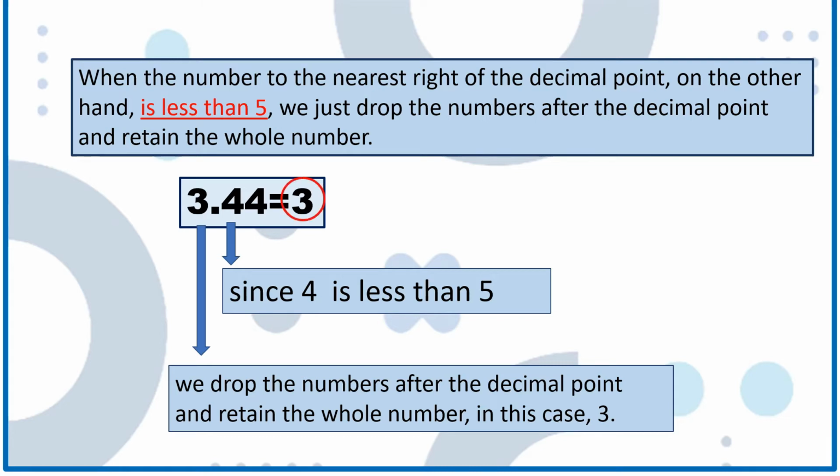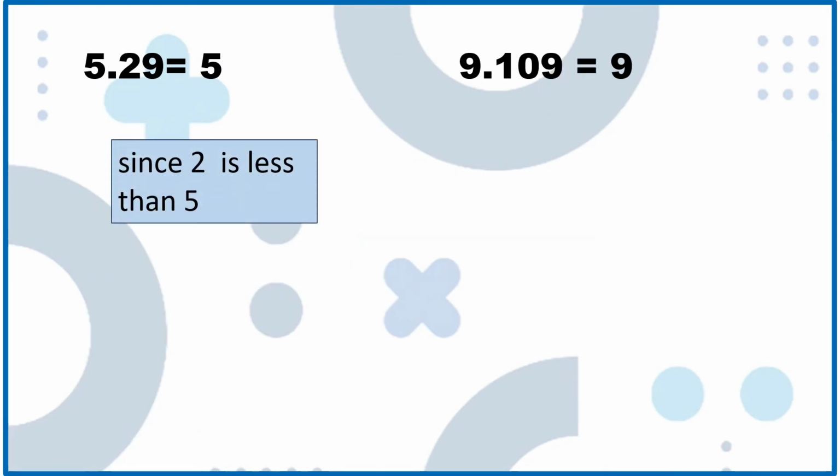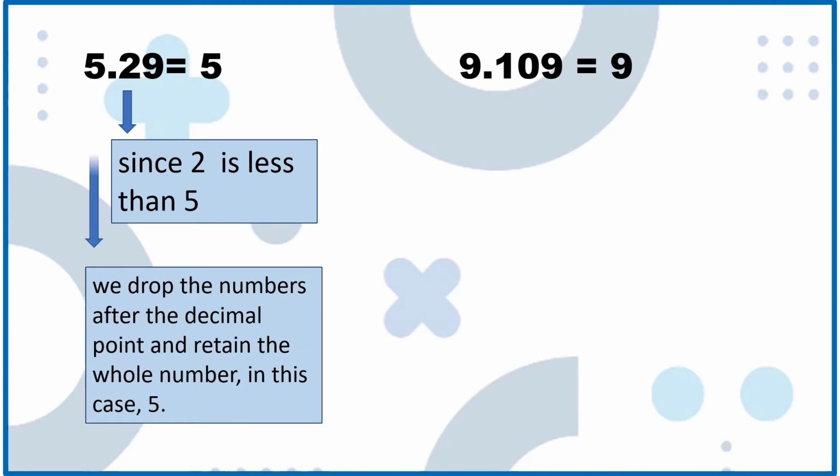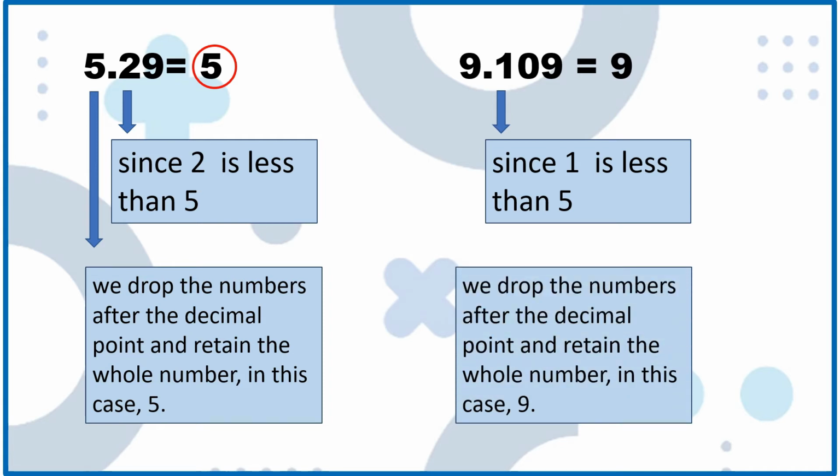Another example, 5.29 equals to 5. Since 2 is less than 5, we drop the number after the decimal point and retain the whole number, that is 5. Another one, 9.109 is equal to 9. Since 1 is less than 5, we drop the numbers after the decimal point and retain the whole number, that is 9.